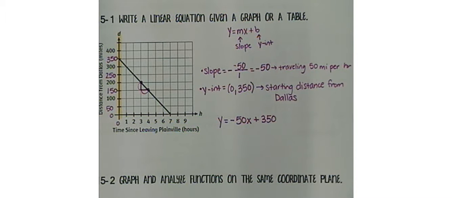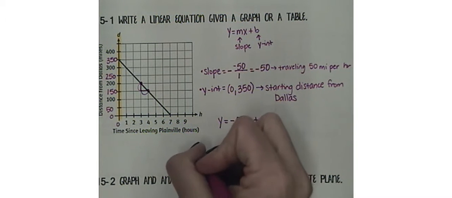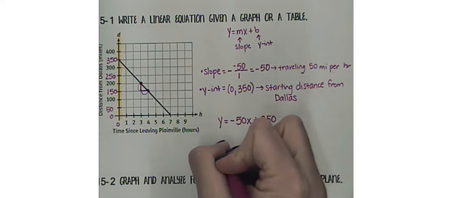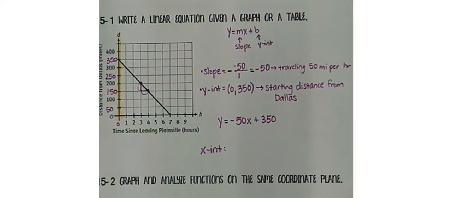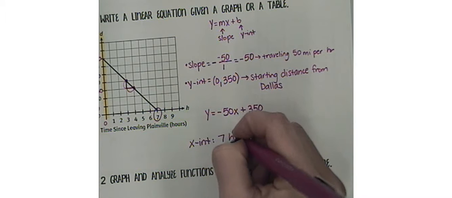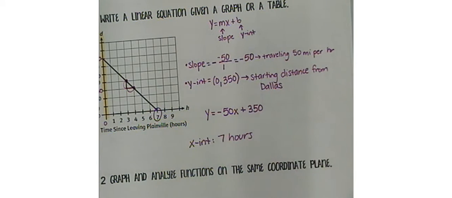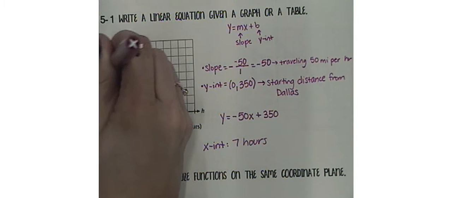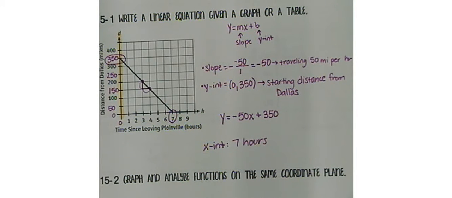So how many hours does it take? Or what's the x-intercept? Or what's the 0 of the function? Look here. Takes a total of 7 hours. And I could also circle this. This is your y-intercept if that helps you.